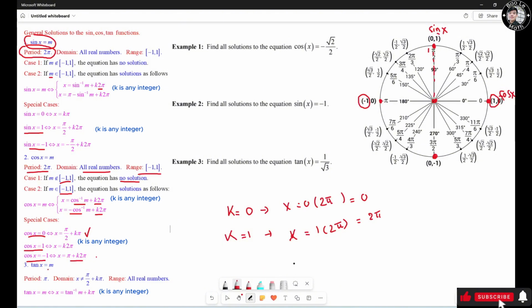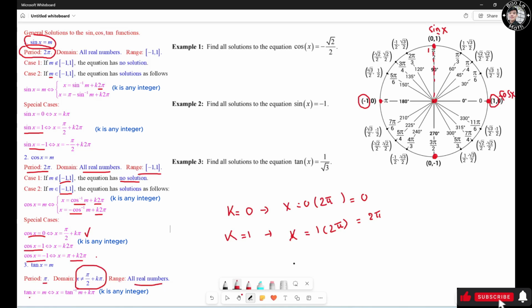Now the tangent, s equals m. The period of the tangent function is pi. The domain is all real numbers except the vertical asymptotes. The vertical asymptotes of the tangent function are given by the formula s equals pi over 2 plus k pi, so basically you need to eliminate the vertical asymptotes. Now the range is all real numbers.